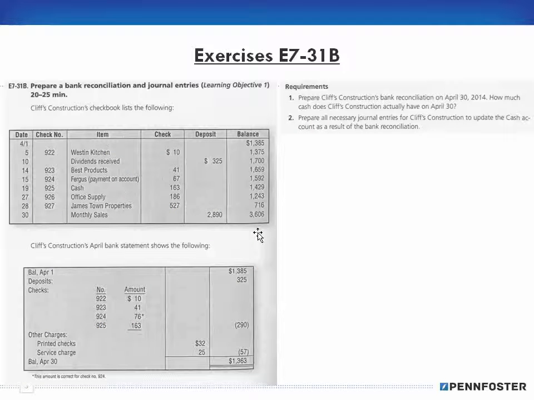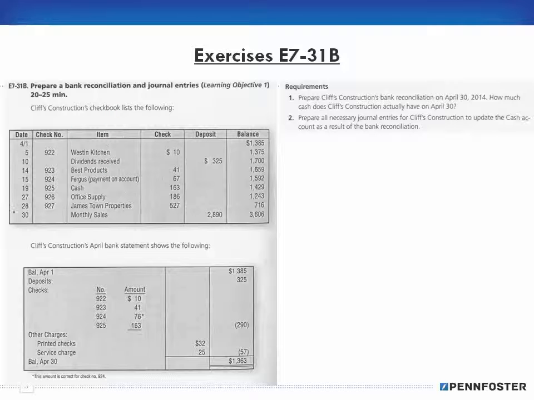Okay, so let's see here. The first problem is 7-31. Now it says prepare a bank rec. Let me get my pen here. Cliff's Construction checkbook lists the following.